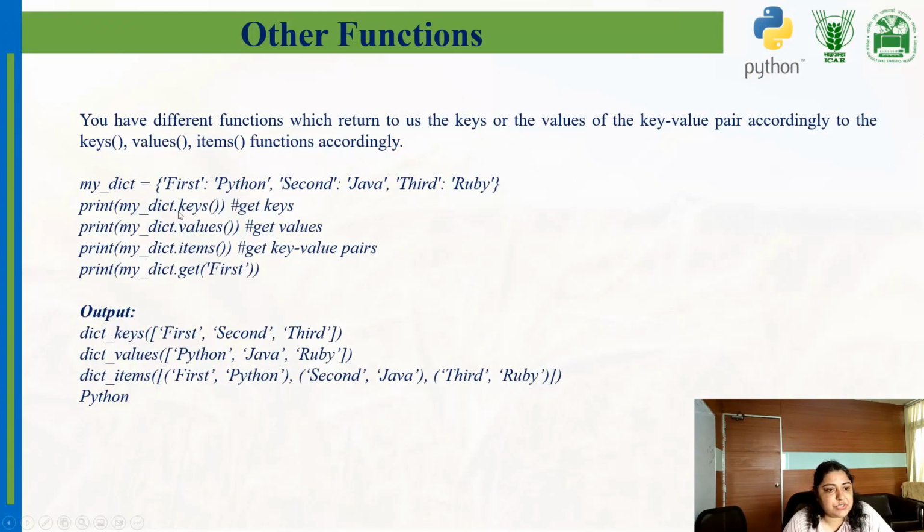These are some other functions: using the keys function, we get all the keys. Using the values function, we get all the values, and using the items function, we get all the key value pairs. And if you want to get the value of a specified key, then we have the get function. Using the get function, you get the value of a specified key.